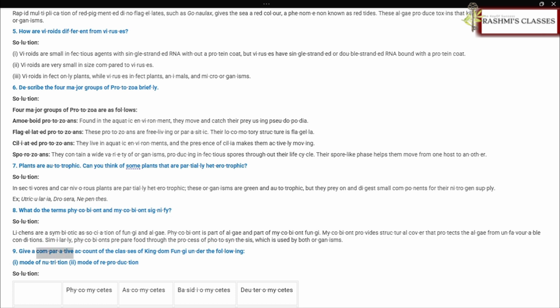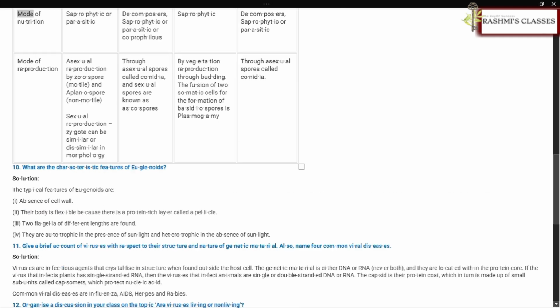9. Give a comparative account of the classes of kingdom Fungi under the following. 1. Mode of nutrition. 2. Mode of reproduction. Solution. Phycomycetes. Ascomycetes. Basidiomycetes. Deuteromycetes.